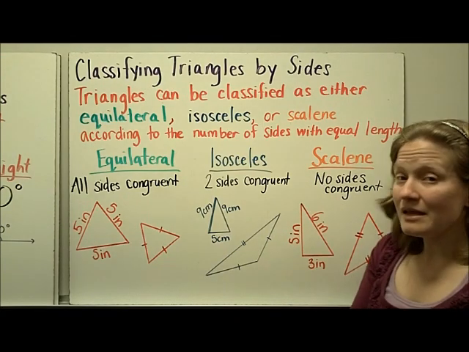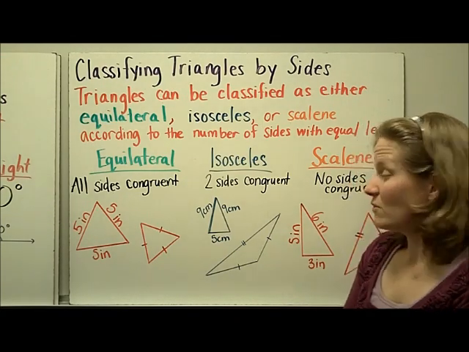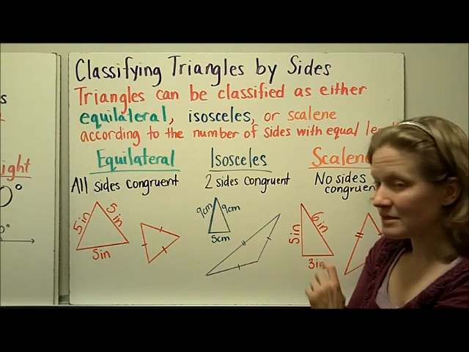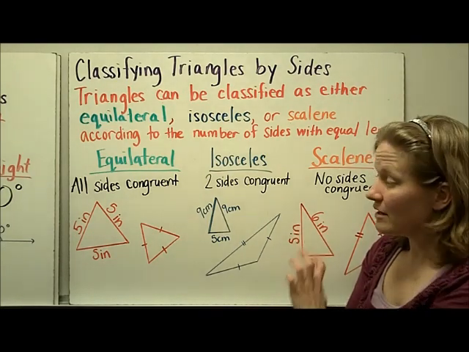And finally, in a scalene triangle, none of the sides are congruent. Every single one is different. So we have a 5-inch, a 3-inch, and a 6-inch, making this a scalene triangle.